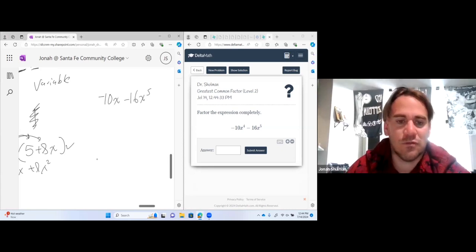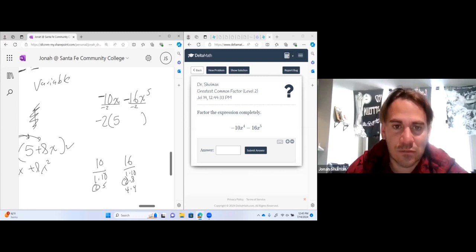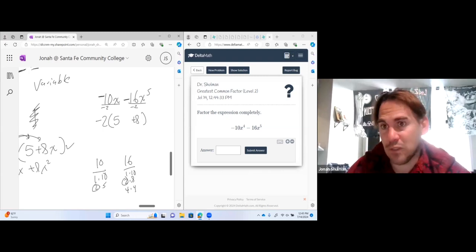So the first thing I'm going to do, I'll look at 10 and 16 and see where they match. 1 times 10, 2 times 5, 1 times 16, 2 times 8, 4 times 4. 2 is the max. So we're going to pull out not just a 2, we'll pull out the negative sign as well. So -2. This one's divided by -2, so that's a +5. This one's divided by -2, so this is going to be a +8. I always do the numbers first, and then I mess with the letters.